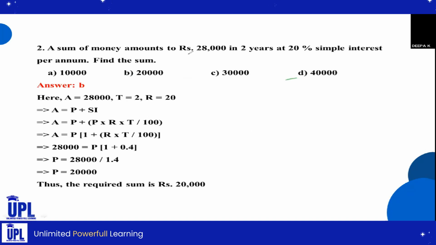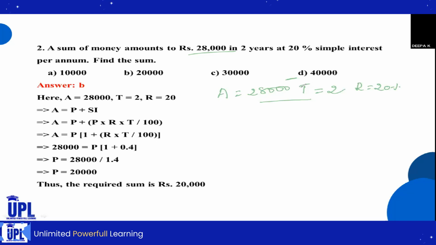So what have we been given? Sum of money is nothing but the amount. So that is A equals 28,000. Sum of money, you have to write it as A. That is A is equal to 28,000, and 2 years is given, that is the time period. T is equal to 2 and the rate of interest is also given, that is R equals 20%. So totally we have amount, time and rate of interest.